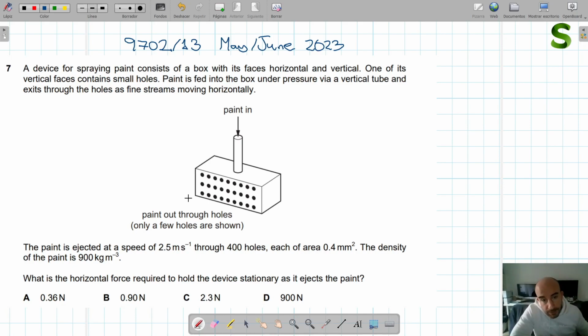Well, obviously, the paint is ejected through these holes, and that's going to provoke a force on the air, and the air is going to push the force backwards. So we need to keep it stationary. We need an equivalent force to that one. Okay, so we have to calculate that force. How do we do it?